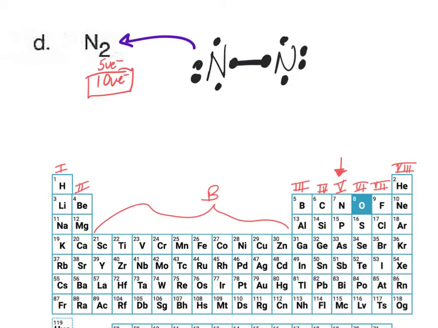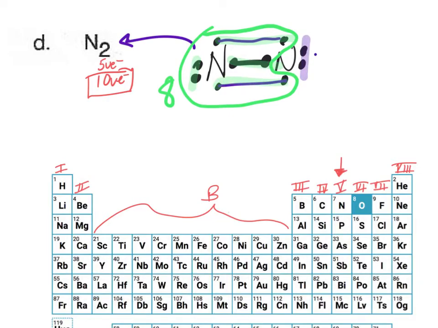So now we want to make sure that they have their octet. If I bond these 2 together, we now have 7 for each nitrogen. I bond these 2 on the bottom, and now every one of them has 8. Let's go ahead and count them. So we have 2, 4, 6, 8. That's an octet. And 2, 4, 6, 8. And that's an octet. Each atom has its octet.